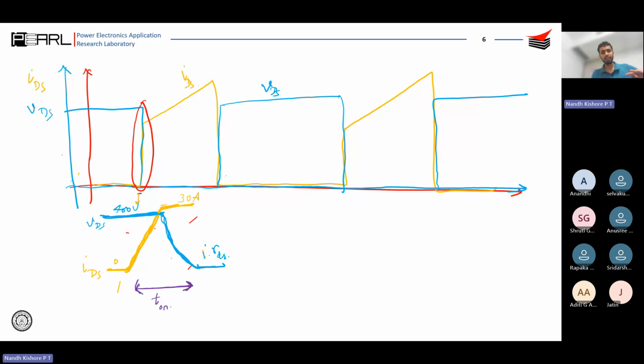So you understand that there is going to be some time for the device current to increase and some time for the device voltage to fall. And another characteristic is the device voltage will not fall to 0 until your current has increased.